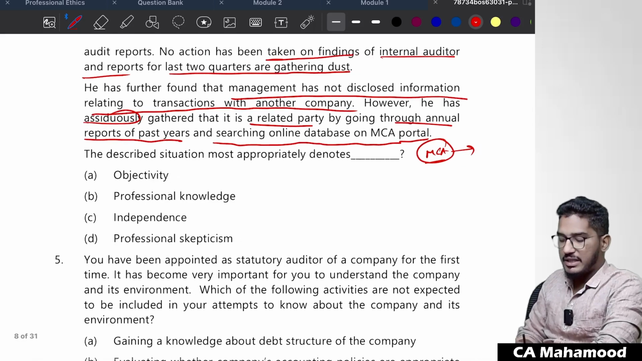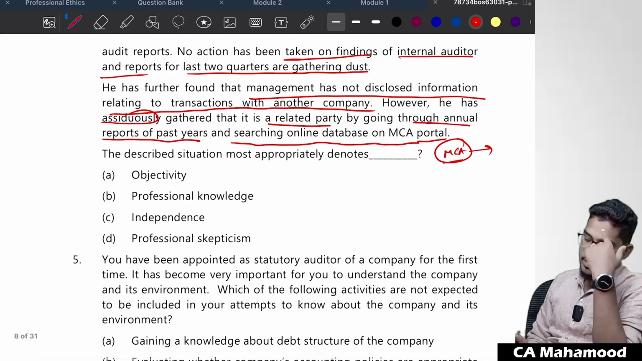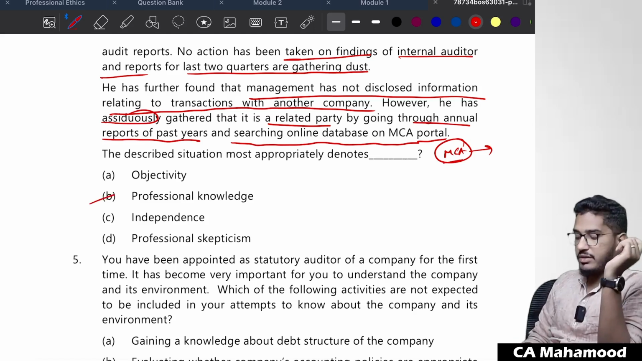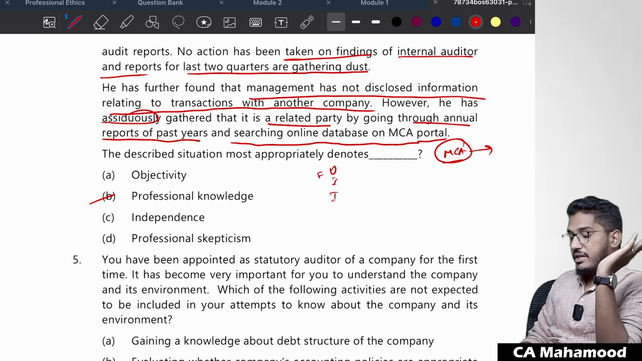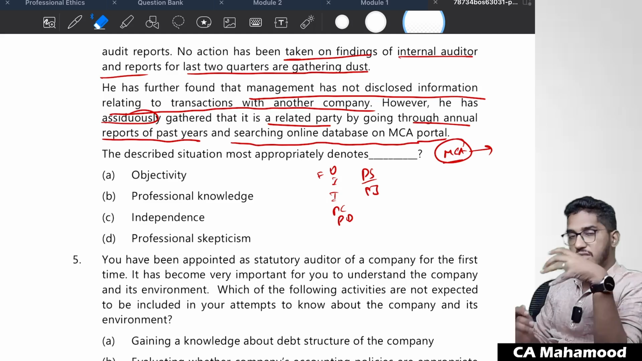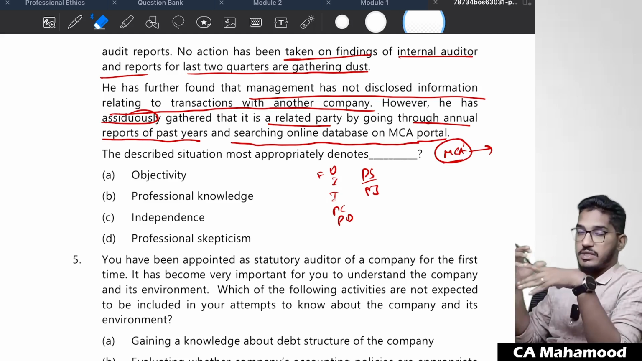Coming to the next option, they are telling professional knowledge. See, this term professional knowledge we have nowhere seen in the entire auditing subject. The terms we have heard are the five ethical requirements: objectivity, independence, integrity, professional competence and due care, professional behavior. We have also seen professional skepticism, professional judgment. But in the given case, he is not using any of the standards, he is just going through the databases in a skeptical manner.